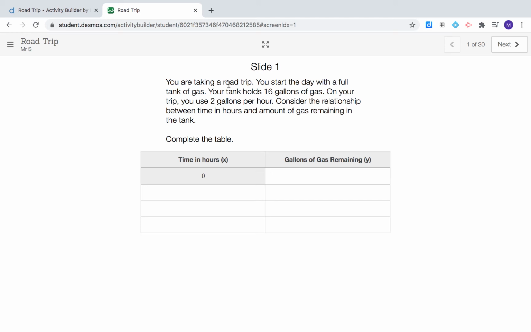Alright, you're looking at a study guide right here. I'm just going to go through about a quarter to a half of the slides with you, just to get you started and give you an idea of what you're expected to do in these problems.